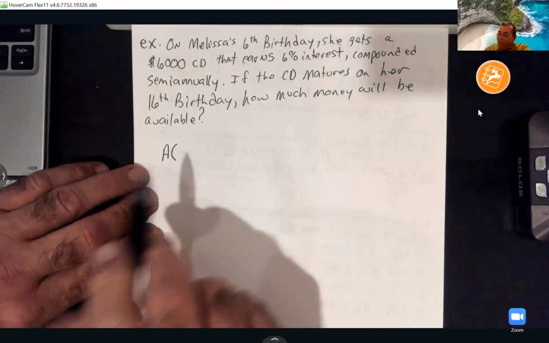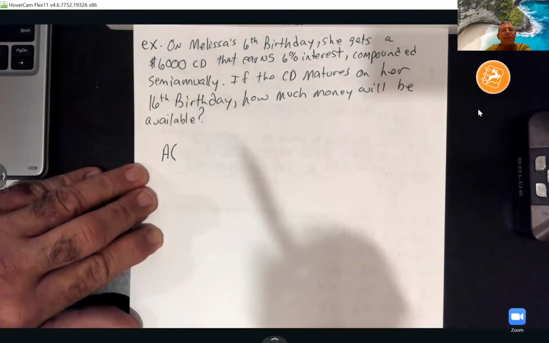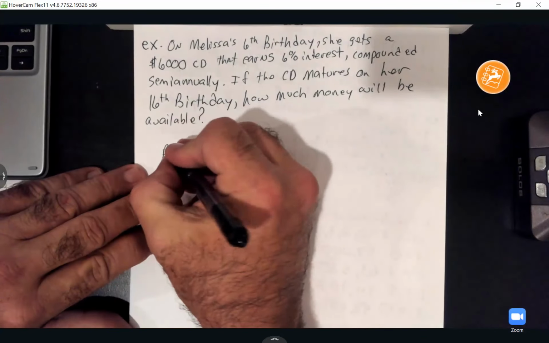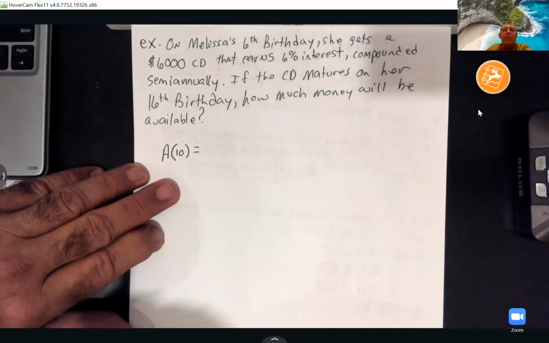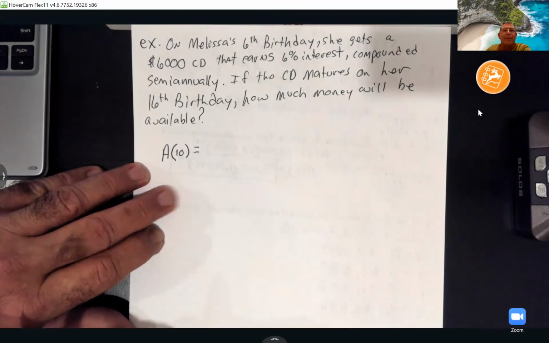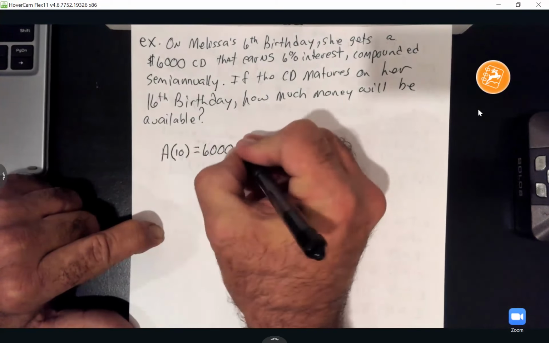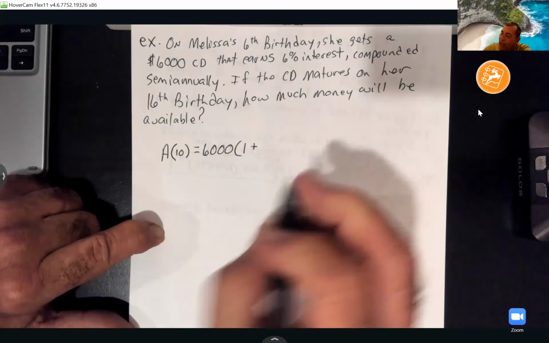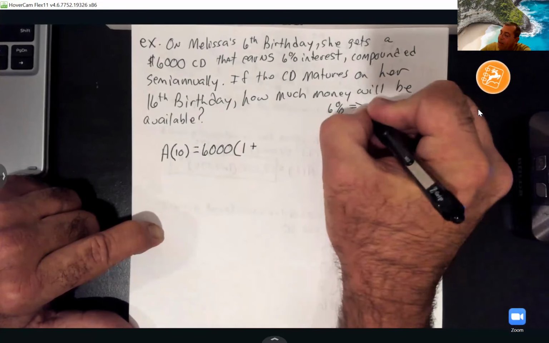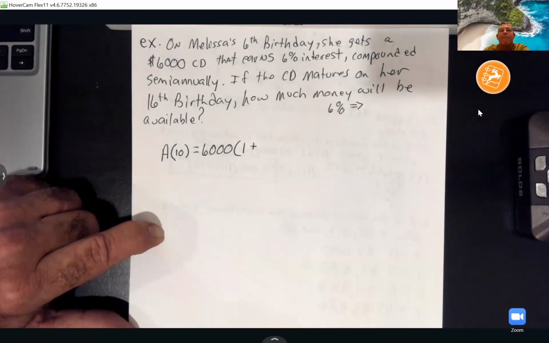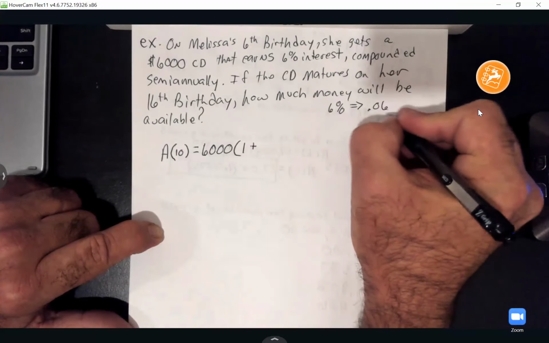So the first thing, we've got to figure out how much time is going to pass between her 6th birthday and her 16th birthday. 10. So we're going to be finding A for T equals 10. I need the principal balance she started with: 6,000. Then we have 1 plus R. R for her was 6%, so turn that 6% into a decimal for me. 0.06. There you go, because you moved it left twice.